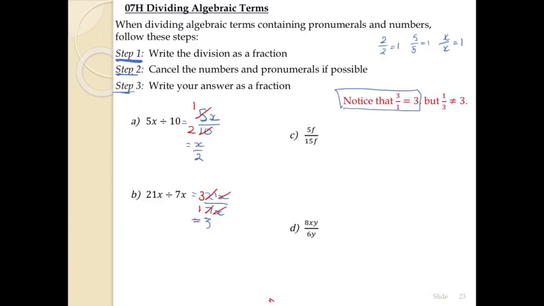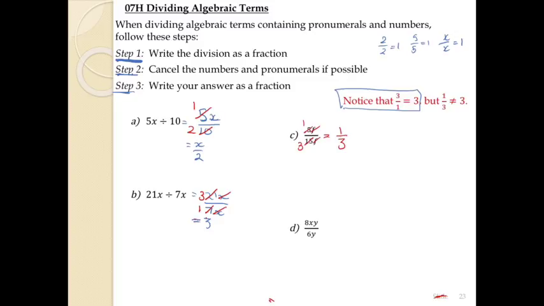Now here on part C, we've already got the division in place, so we just need to cancel. So what we can do, because f divided by f is 1, we can cancel there. And then we have a look at our common factor here for 5 and 15. So 5 goes into 5 once, and 5 goes into 15 3 times. So that leaves us with very simply 1/3.